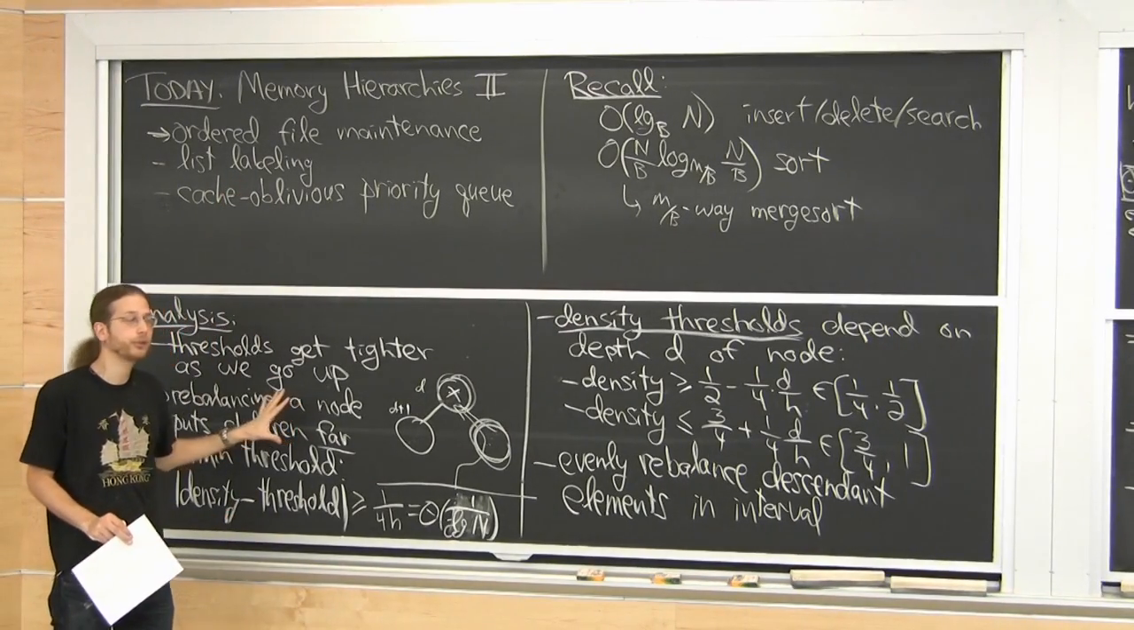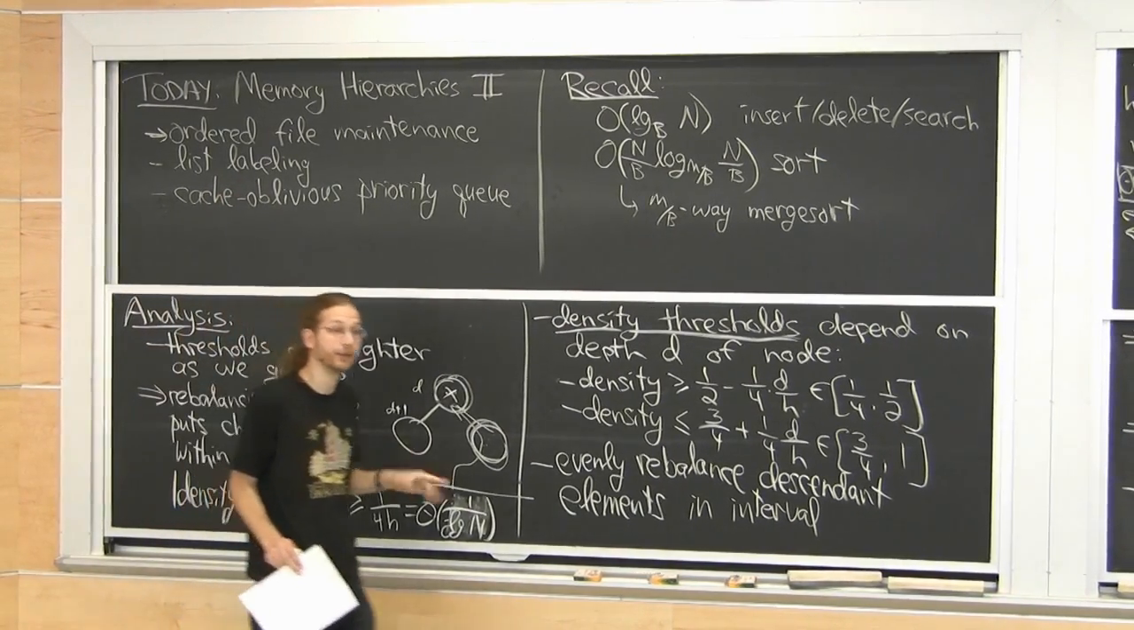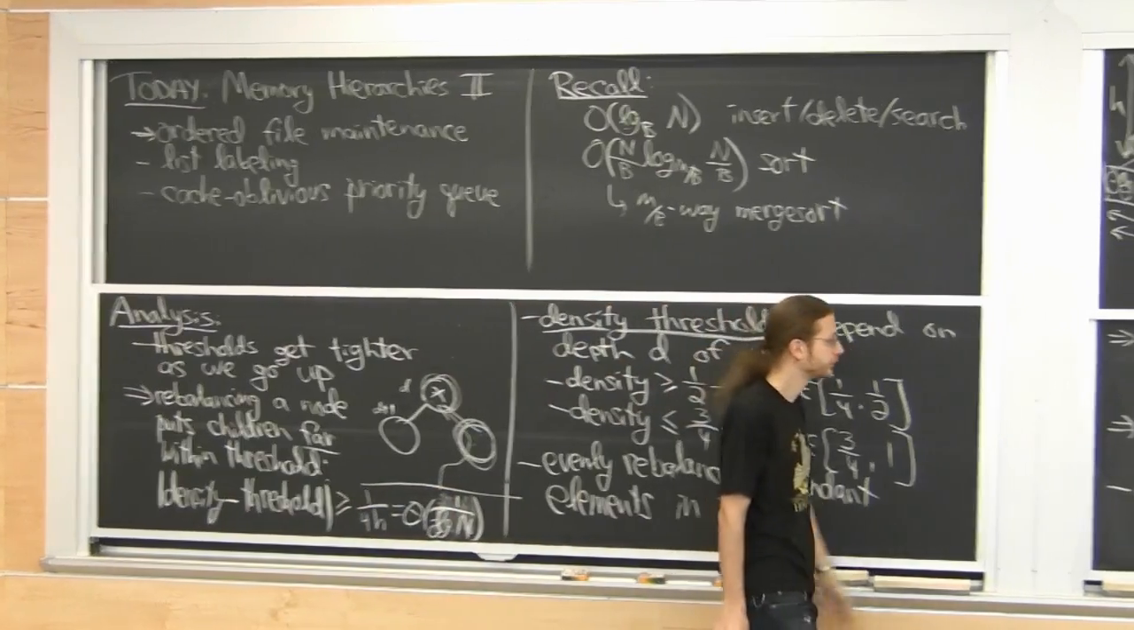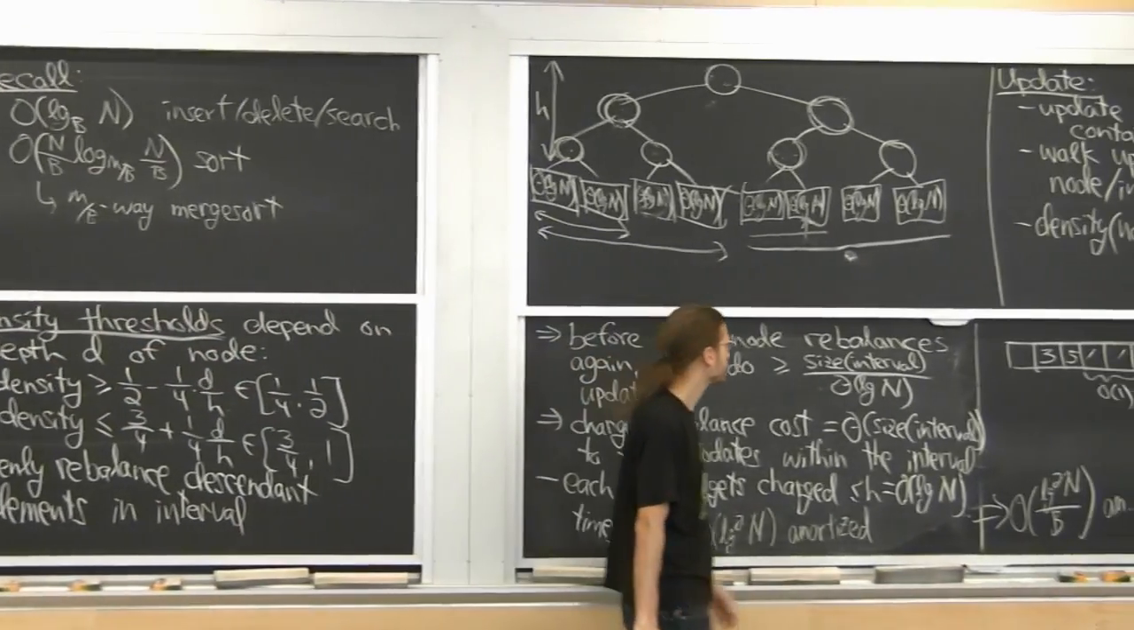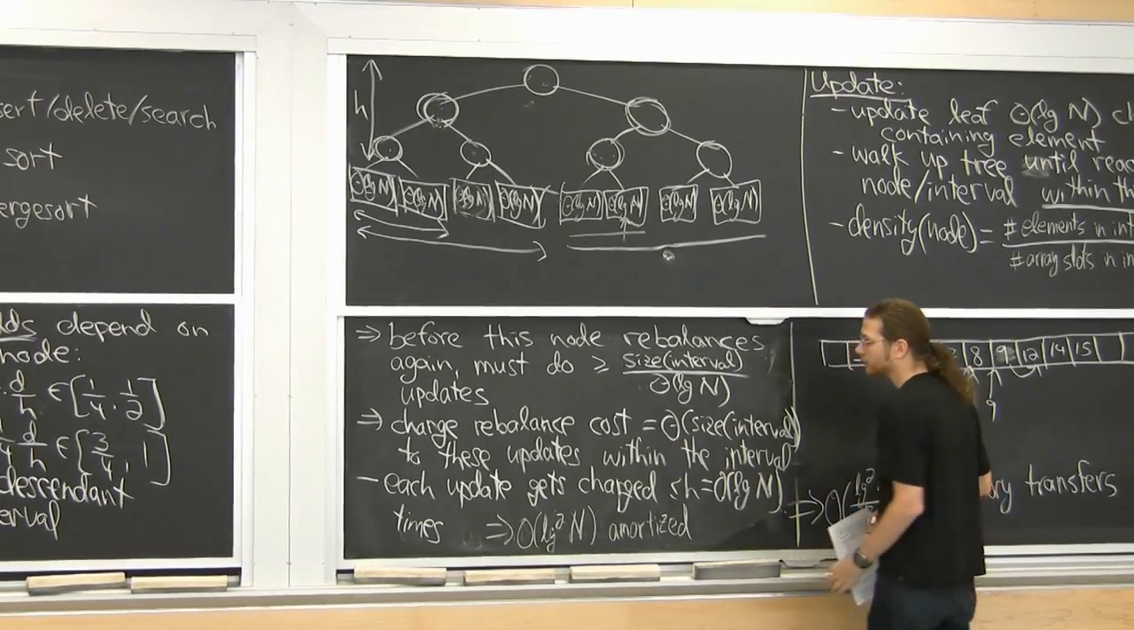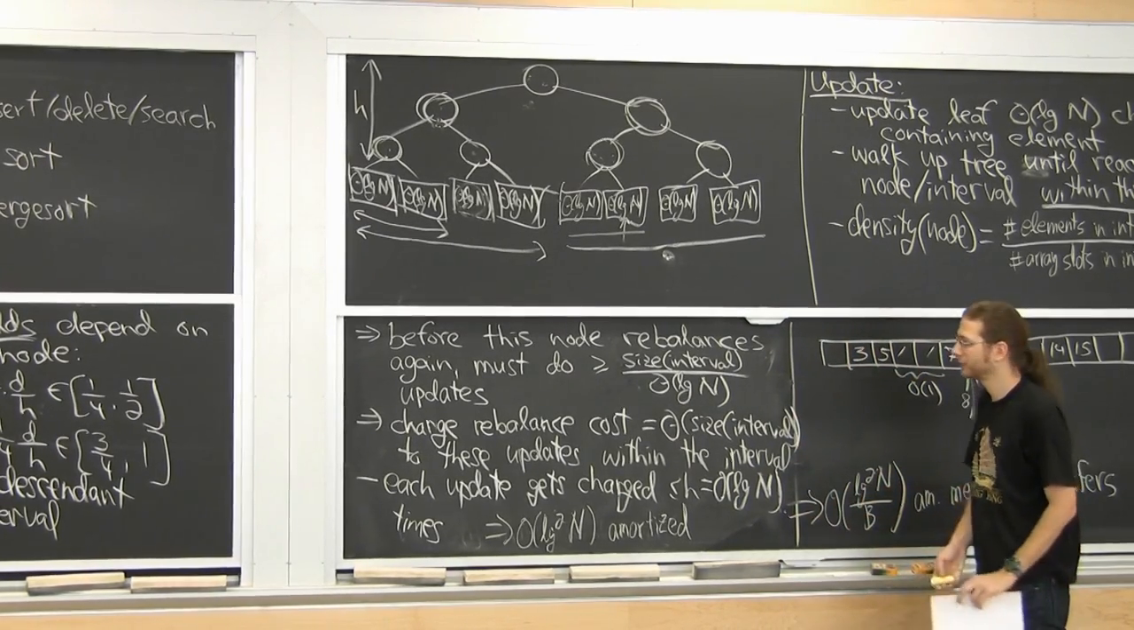But first, are there any questions about order file maintenance? At this point, we are done. Yeah. Can you explain again how is it that you get from the size of the interval over log n and that each... This amortization. Yeah, how do you get to the amortized?